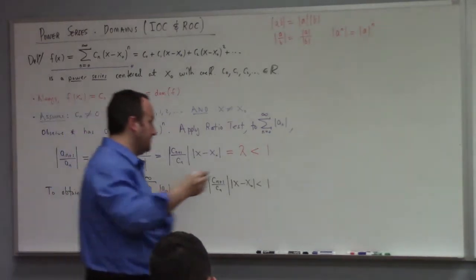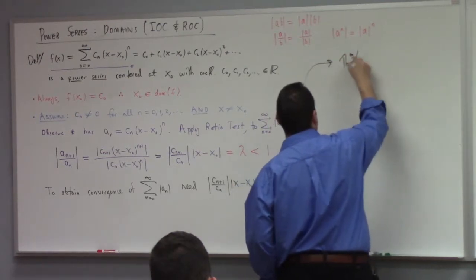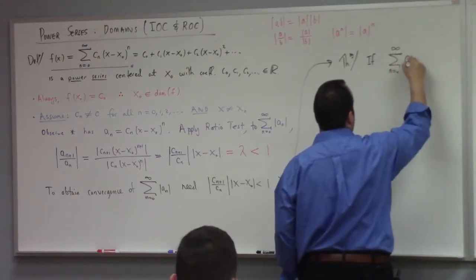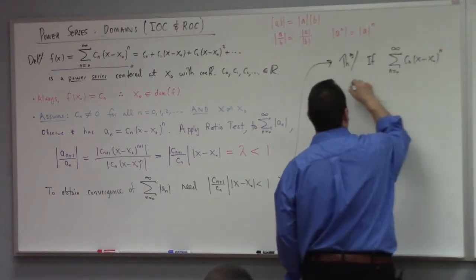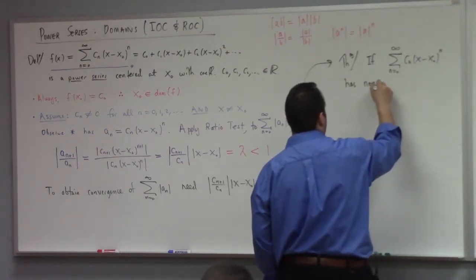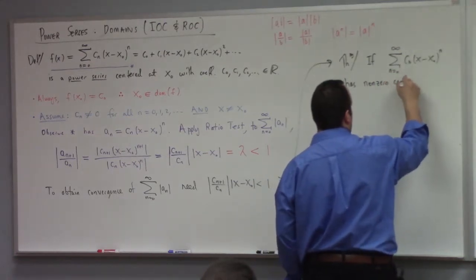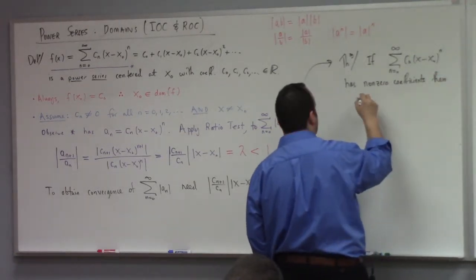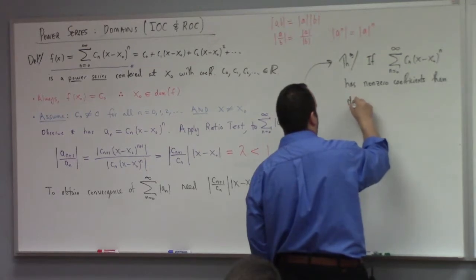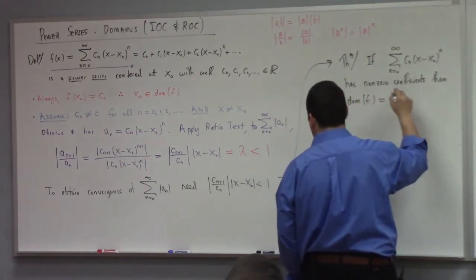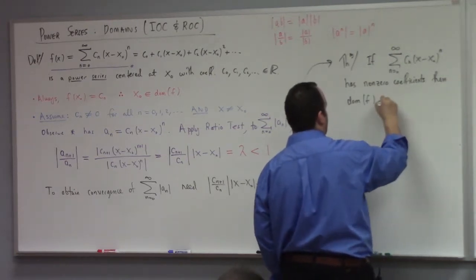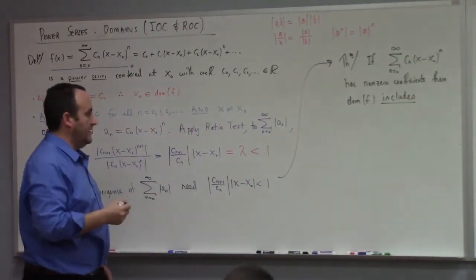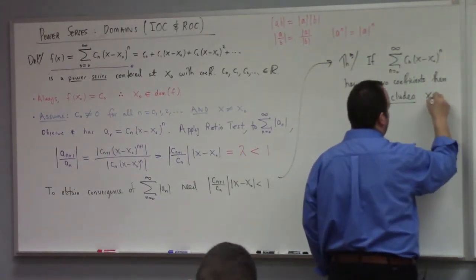Let's restate this as a theorem. Theorem: if this power series, the sum from n equals 0 to infinity of Cn times (x minus x naught) to the power n, has non-zero coefficients, then the domain of f includes, what does it include? X in the reals such that what?